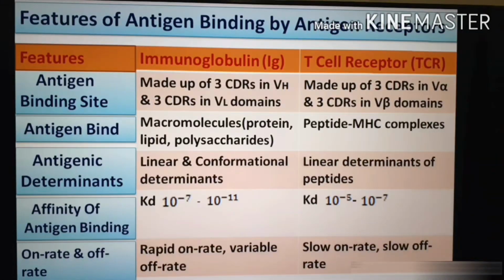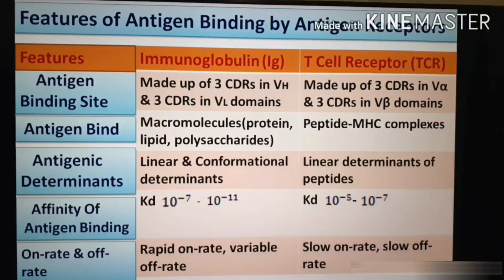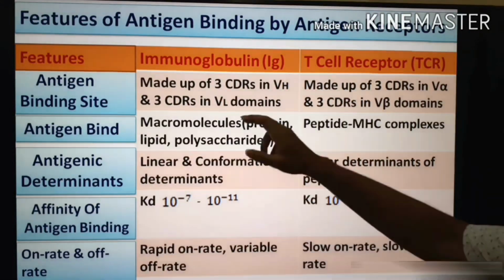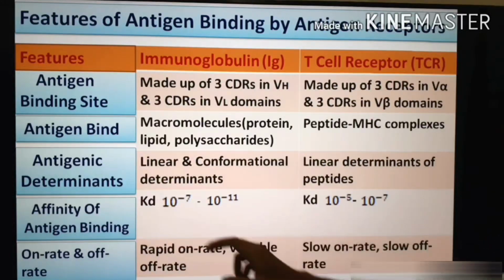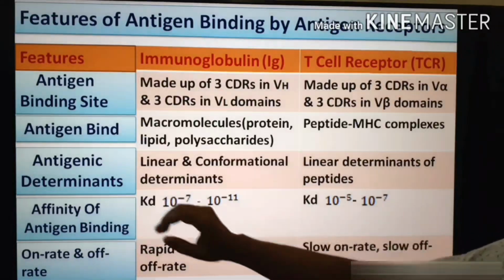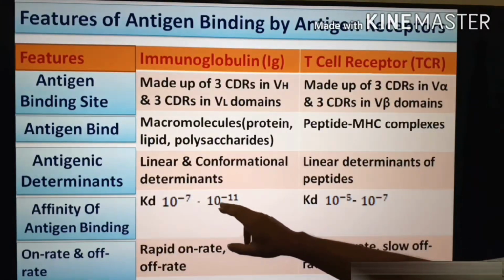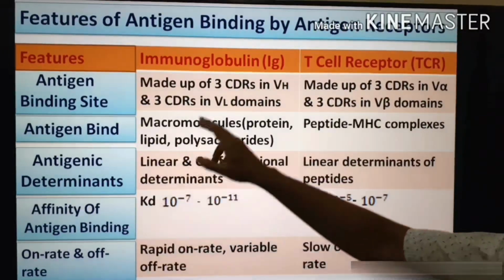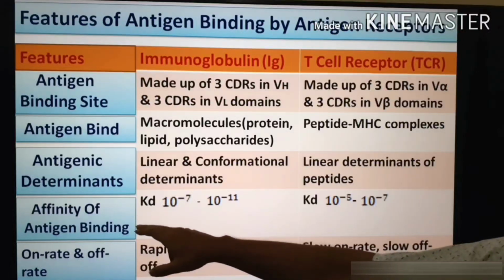Now another important term is called affinity of antigen binding, the strength of antigen binding. In this case, I also want to mention that this affinity is represented by Kd, meaning dissociation constant, and this dissociation constant is inversely proportional to the affinity. That means the lower the Kd, the higher the affinity. So you can see here 10 to the power minus 7 to 10 to the power minus 11. So Kd in the case of antibody is very low, so its affinity towards the antigen is very high.